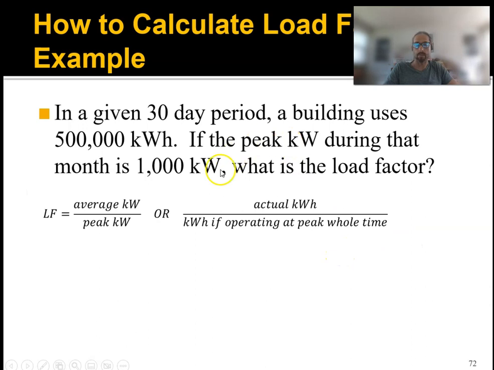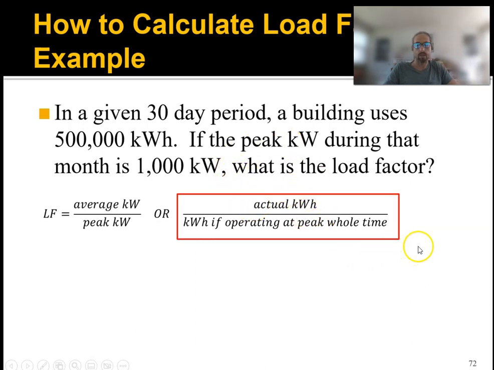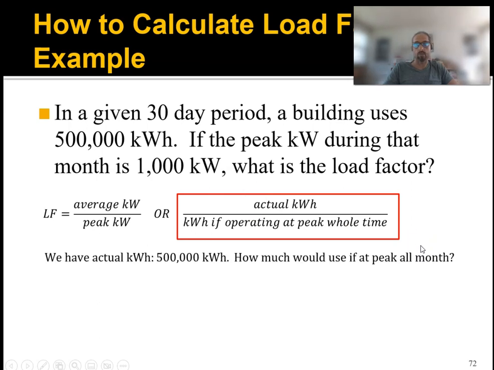Okay, same building, same energy use, same amount of time. So let's do the second one. Actual kilowatt hours divided by the kilowatt hours that it was operating at the peak. Okay, so actual kilowatt hours is given, 500,000 we have. So what would the total use be if we used the peak demand all month? So we know our peak demand is 1,000 kilowatts. We can pretty easily figure out how many hours are in the month. So we multiply kilowatts times hours, and we have our kilowatt hours.